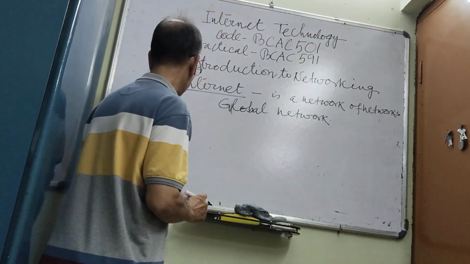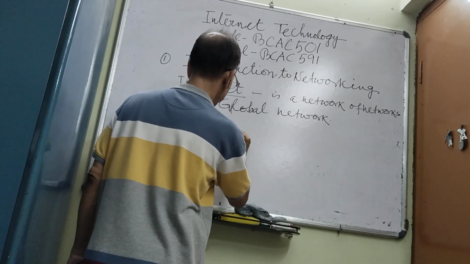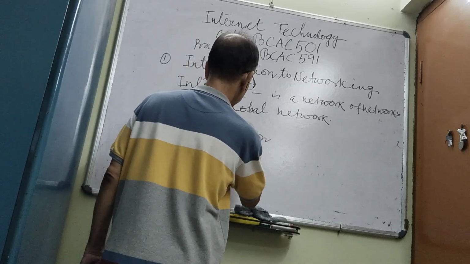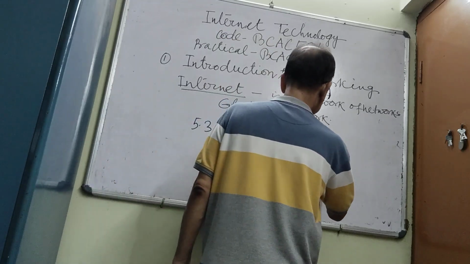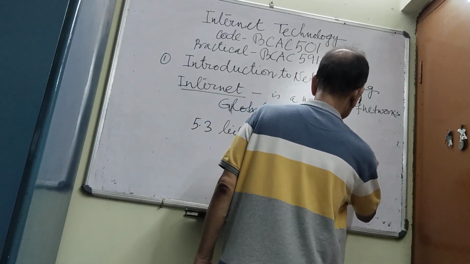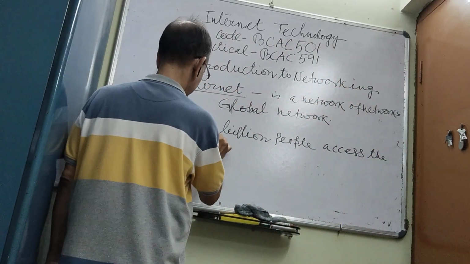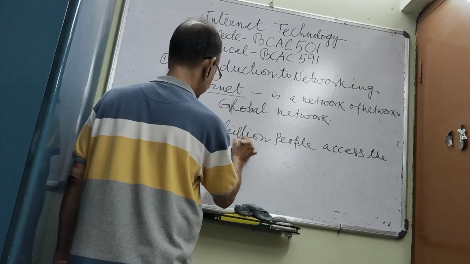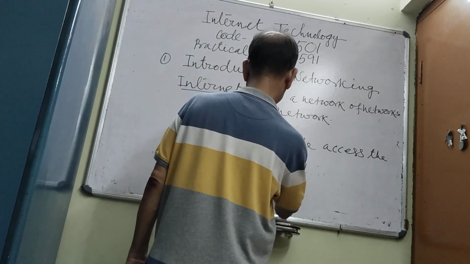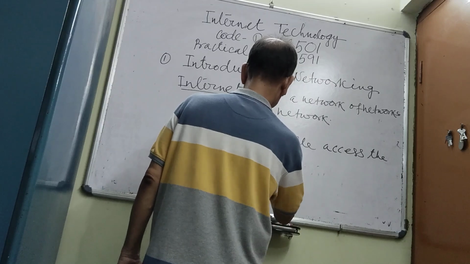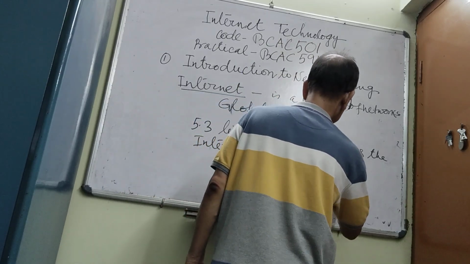Okay. Now, at this moment, 5.3 billion people access the internet, out of 8 billion people.